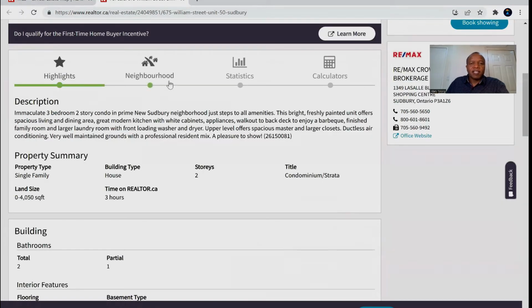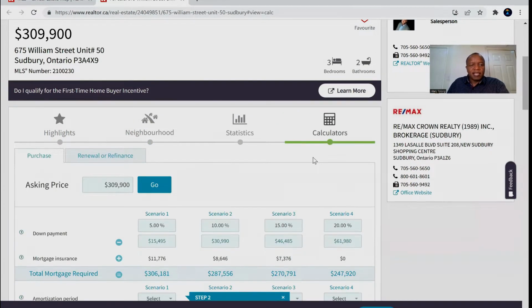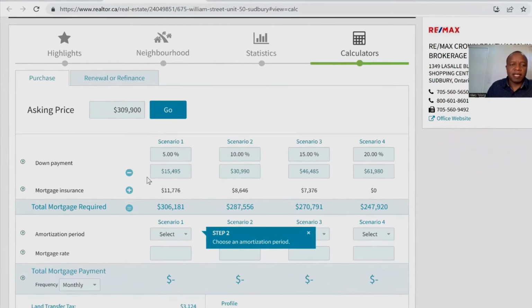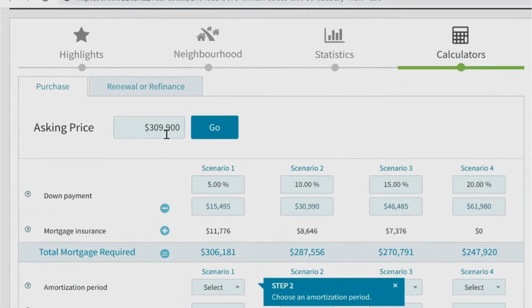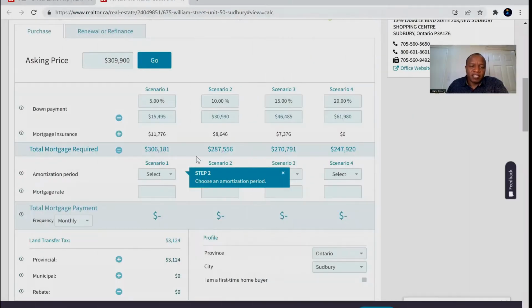$309,000. For you to calculate the mortgage, I would use the calculator. So I'll go down and click on the calculator. And when you click on the calculator, it will show you the asking price. The asking price for this house is $309,900. This is just a quick estimate. Obviously, if you need detailed information, your realtor can assist you or your mortgage agent can assist you.